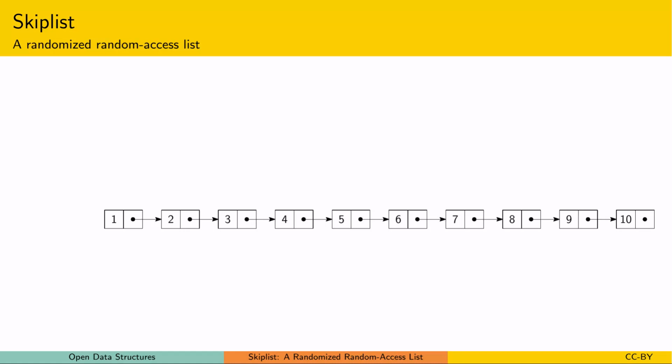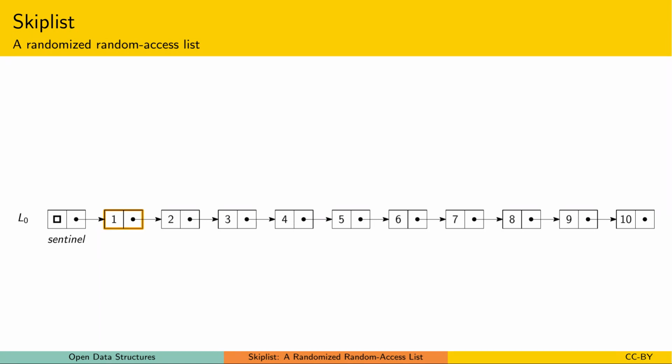A skip list is a type of random access list. We can think of a skip list as being created as follows. First, we start with a sorted singly linked list containing, say, n numbers in sorted order. We attach a special node called the sentinel to the front of this list. We call this list, including the sentinel, L0.